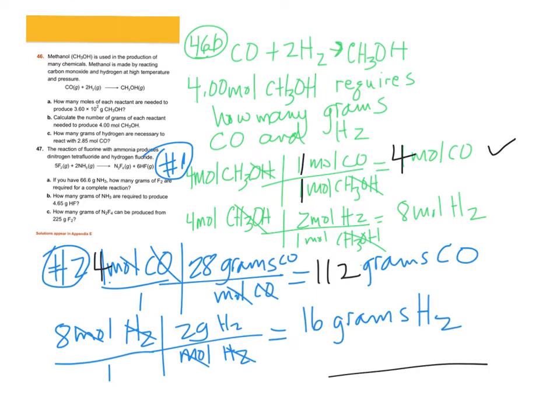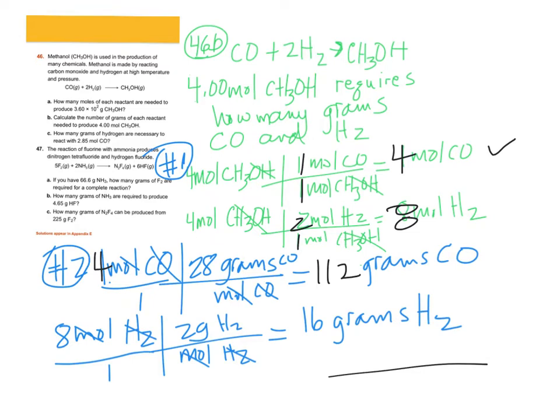If I try to figure out how many moles of H2 were required, then I use the mole ratio of 2 H2 to 1 CH3OH, and I determine that 8 moles of H2 are required. I then use what we've learned in the past, that if I take moles and multiply it by the molar mass of the compound or molecule of interest, I can convert those moles to grams.